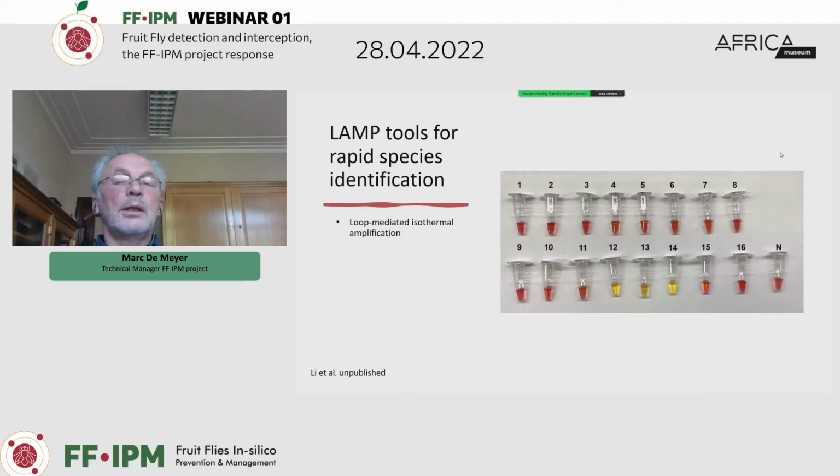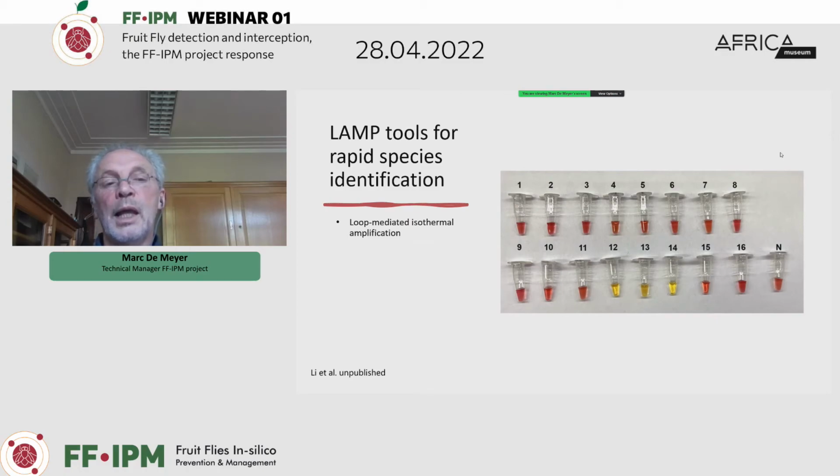The second element that we are developing is a molecular tool. We already have molecular tools like DNA barcodes, but the fact is that if you want to do a DNA barcode, you actually need a fairly well-established molecular laboratory. And it's also a quite time-consuming approach. It takes, let's say, 1 day at least to get an answer.